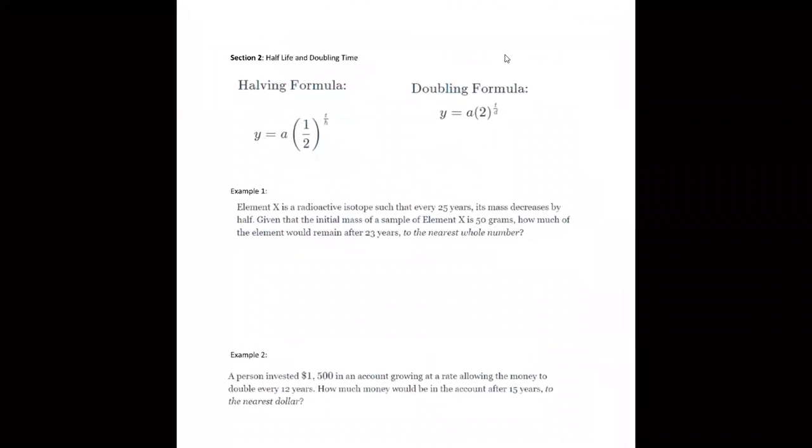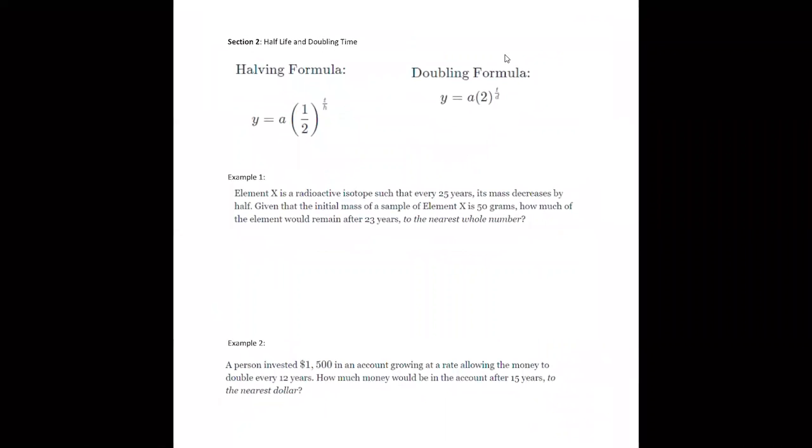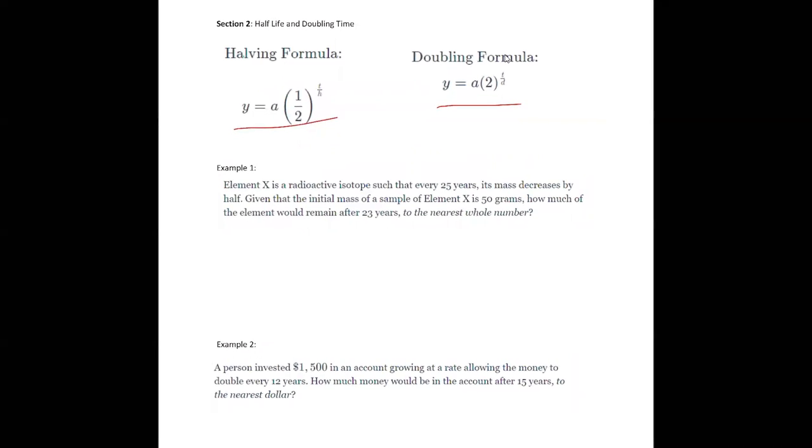So the second section you're going to see in Delta Math is called half-life and doubling time. You're going to be using one of these two formulas. It's very similar to the formula we were just using, except with our x value, or exponent, we have to be a little bit more thoughtful. But let's look at an example.